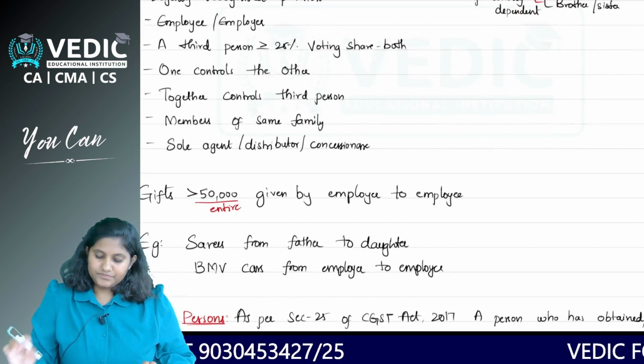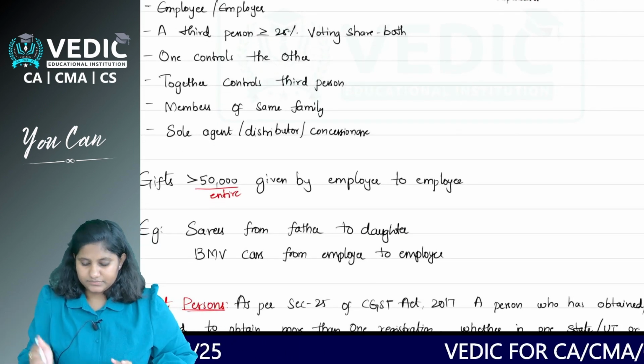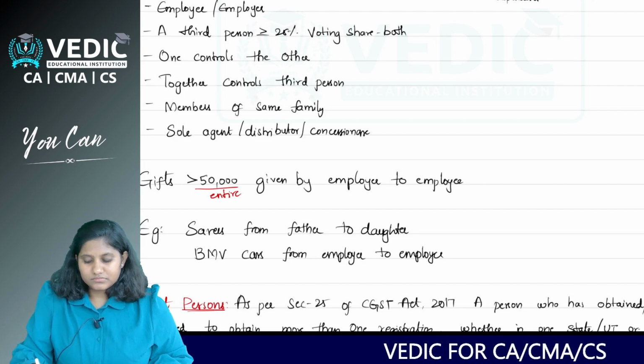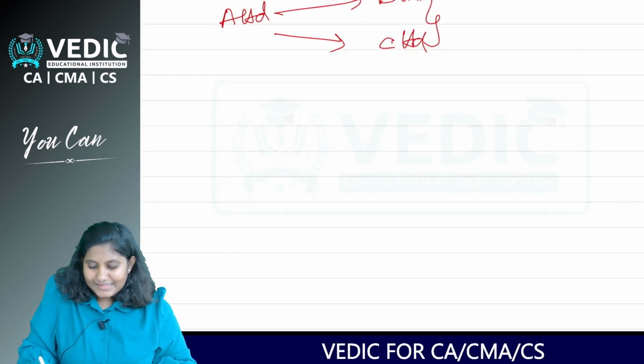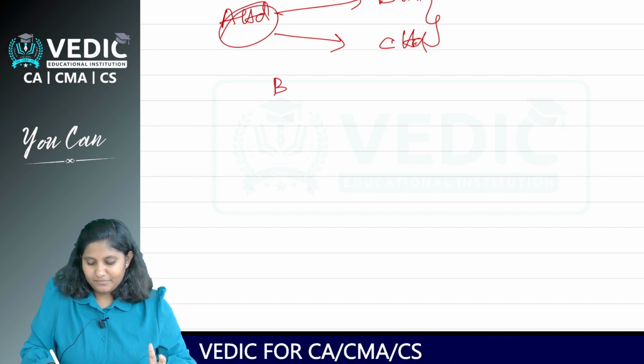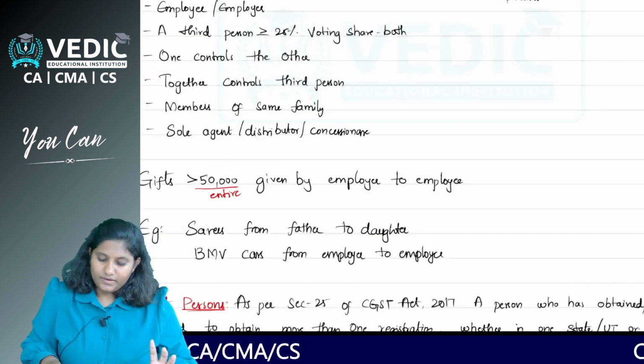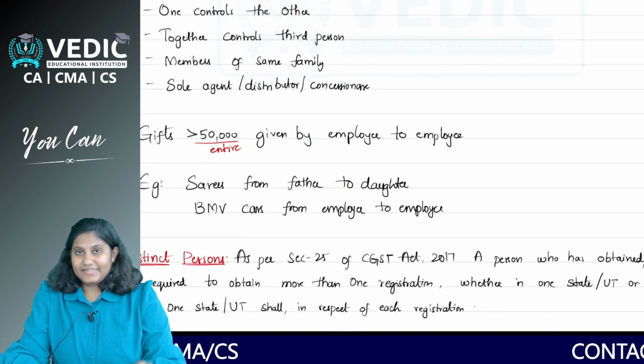Clear? Next, one controls the other. See, one controls the other, or both control each other. Next, together they control a third person. Now B Limited and C Limited are together controlling A Limited. See, B and C will control A Limited. That's all. Next, members of the same family.